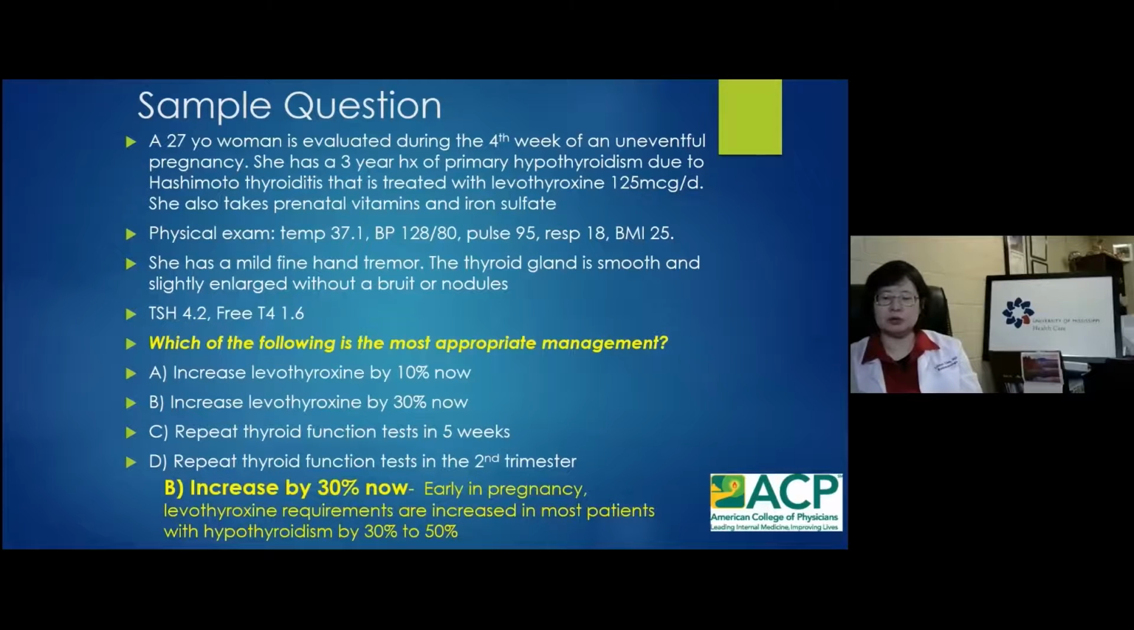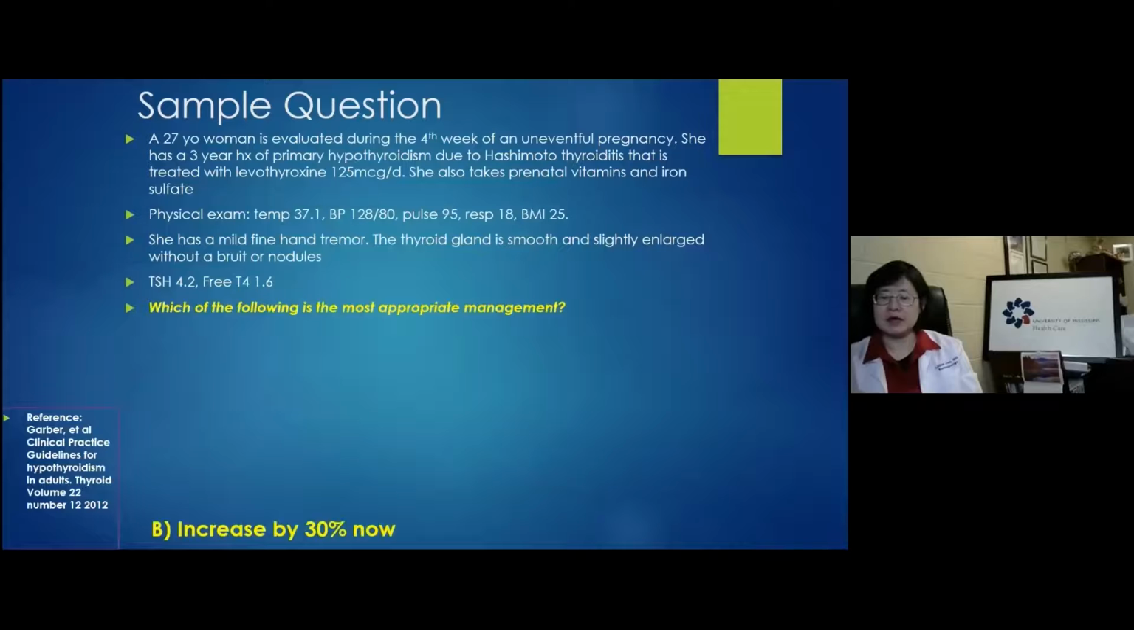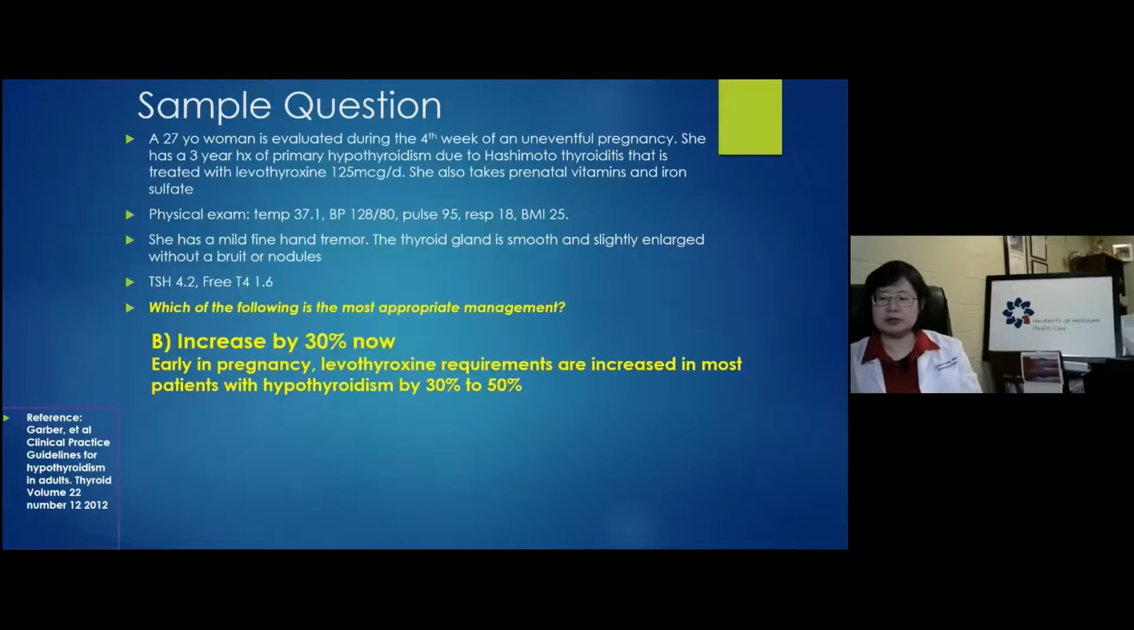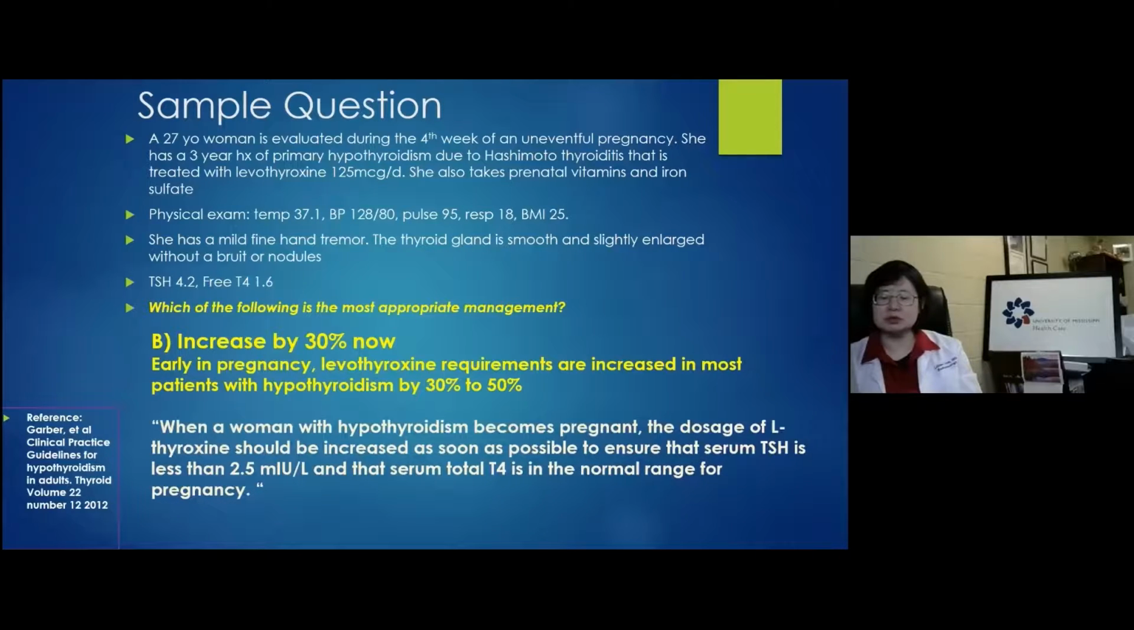And the answer per the societies, American Thyroid and others, is to immediately increase the dose by 30%. And that is because early in pregnancy, thyroid hormone requirements do go up, and it's essential to aim for a TSH value of around 2.5 or less. Again, trying to aim for the normal range, but with the upper limit really considered to be 2.5 in pregnancy. And the reason for this is that we want to have not only a healthy pregnancy, but a healthy baby with good neurologic development.